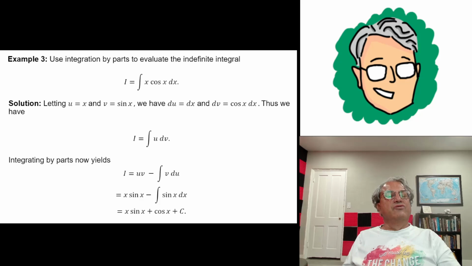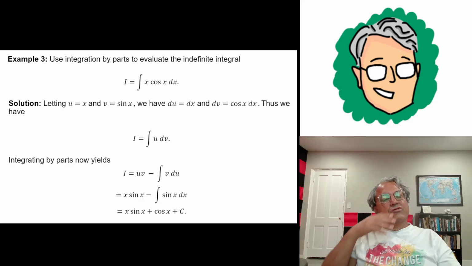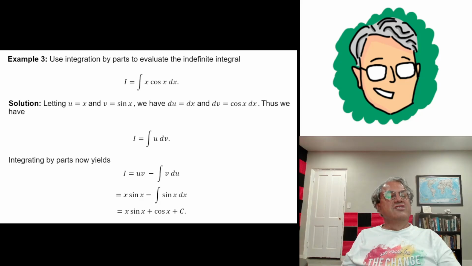So now we have the right form. Integral of u dv is integral of x cosine x dx. And now we apply integration by parts. So we get I equals uv minus integral of v du. uv in this case is x sine x. And the integral is going to be the integral of sine x dx. Well, integral of sine x is easy. That's just minus cosine x, but we're subtracting it. So we get x sine x plus cosine x plus c. So that's how you do that one.